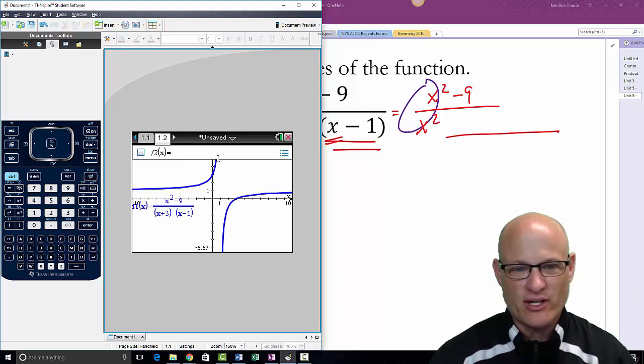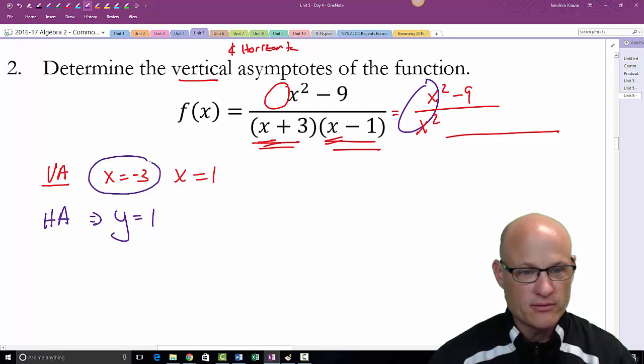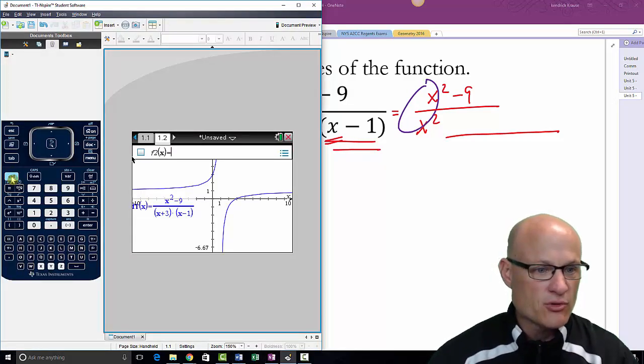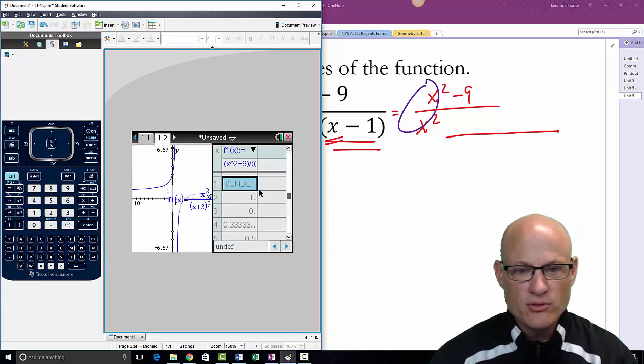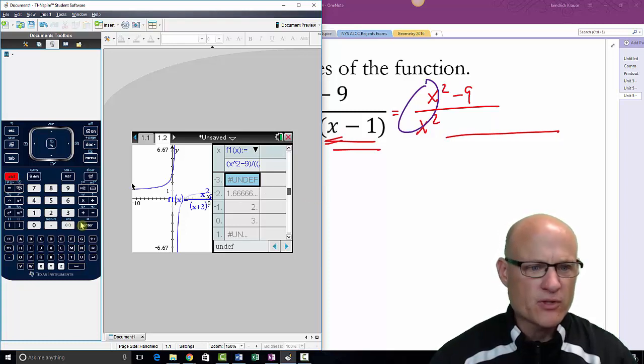Why is it that the only restriction is x equals 1? Why can it look like x equals 3 or negative 3? Why do I not have a vertical asymptote at 3 and negative 3? Why do I not have a vertical asymptote at x equals negative 3? I mean, I can't have x equals negative 3. Check this out. Control table. Notice at 1, it's undefined. Let's go take a look at negative 3. Negative 3 is undefined. So why is there not an asymptote at negative 3?